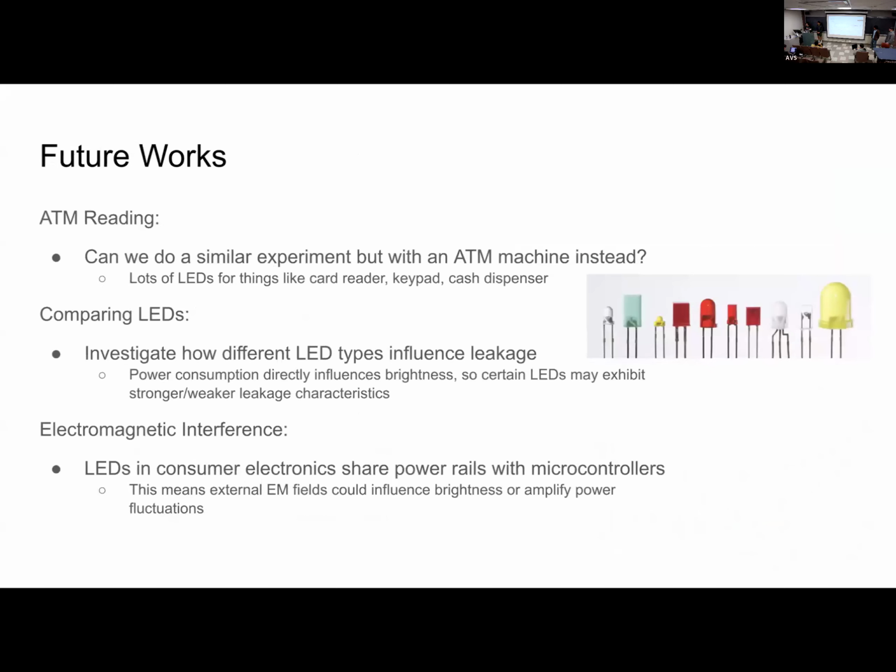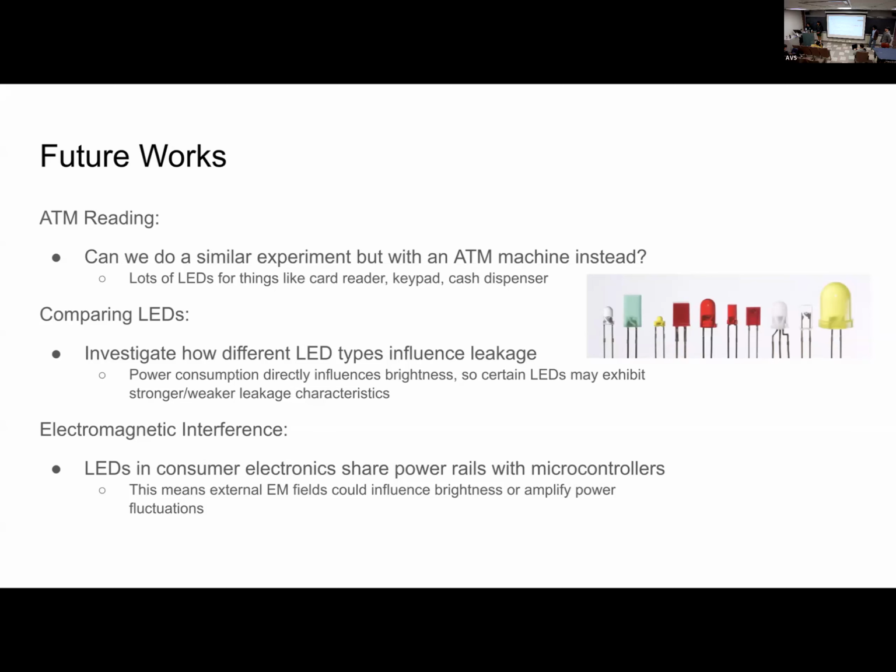All right, so for future work, the first one we're going to talk about is doing this on a bigger device like an ATM. An ATM performs multiple cryptographic operations. One has to read your card, but two, there's a PIN thing. Then there's also networking that it has to do. There's also a number of LEDs on the ATM, obviously a card reader for one. So we can probably read the fluctuations of the LEDs to gain sensitive information from the ATMs, which could be harmful, and that's what the attacker wants.